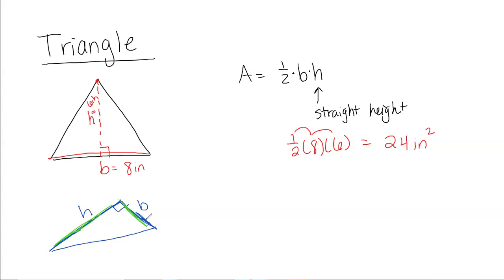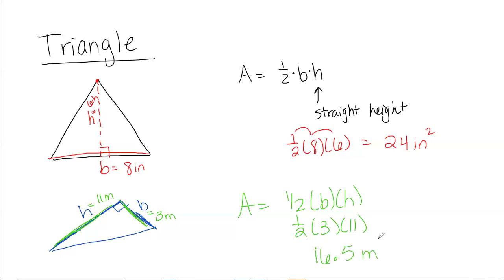Okay. So for this example, let's have a height of 11 meters and a base of 3 meters. So you would just say area is 1/2 base times height, 1/2 times 3 times 11. Now that one, 11 times 3 is 33. 33 cut in half is 16.5 square meters. And of course, if you don't want to do all that arithmetic in your head, just run it through a calculator.